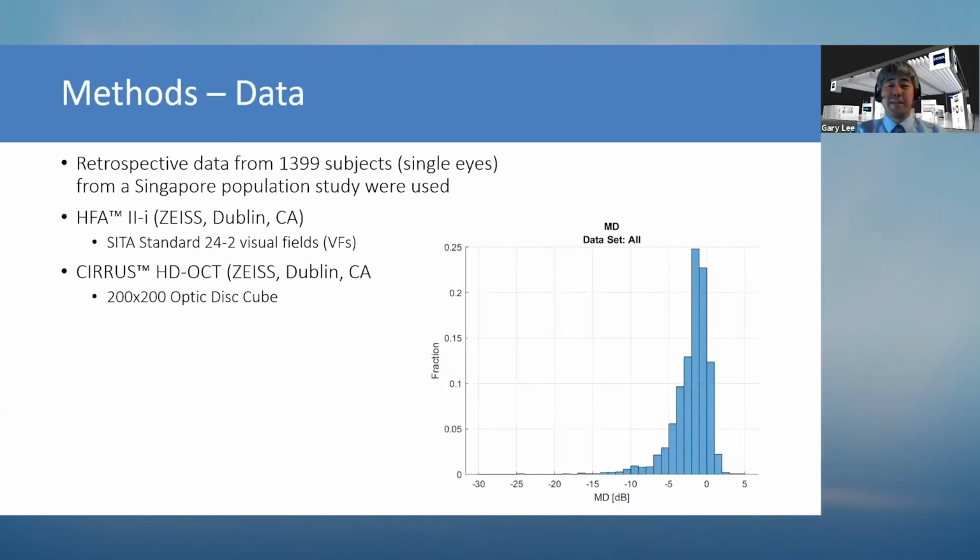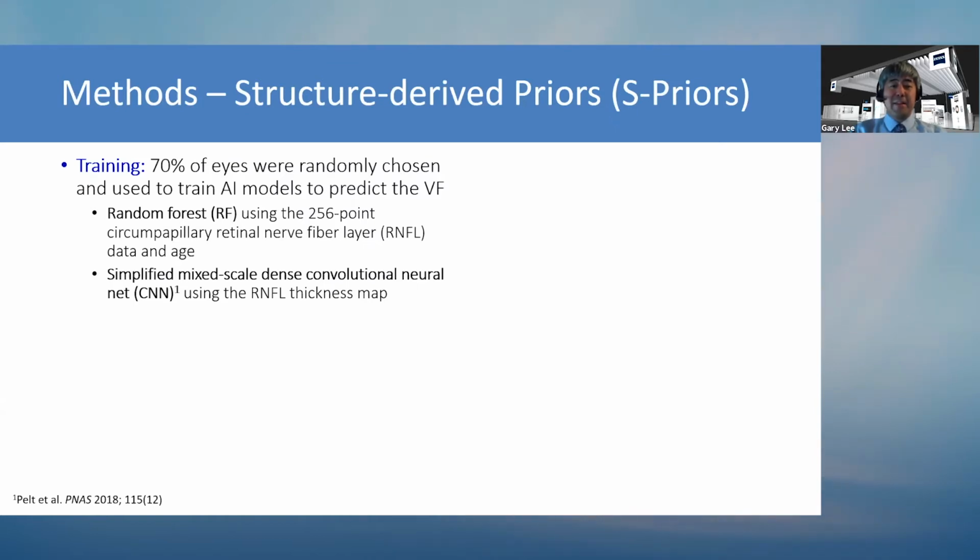So the data we used in this study was retrospectively taken from a Singapore population study containing about 1,400 eyes of 1,400 subjects. 24-2 visual fields and 200 by 200 optic cube scans were acquired at the same visit from HFA and CIRRUS respectively. We split the data 70 to 30% for training and testing purposes. And the training data was used to train 2 types of AI models to predict the visual field S priors from the OCT data.